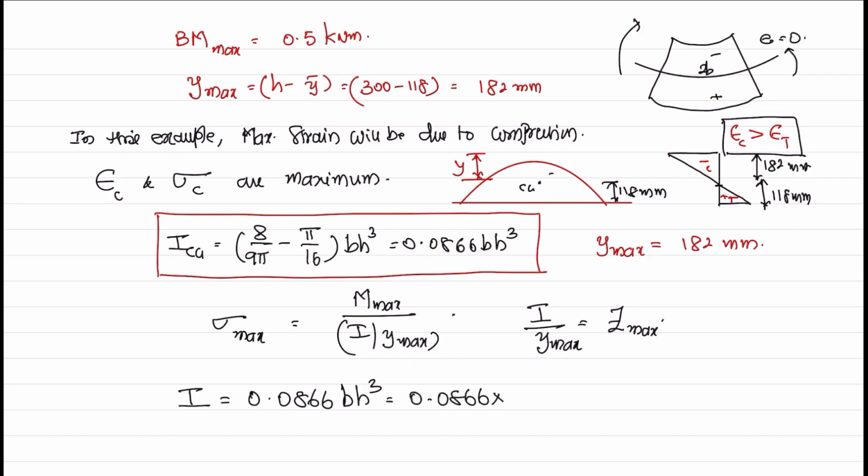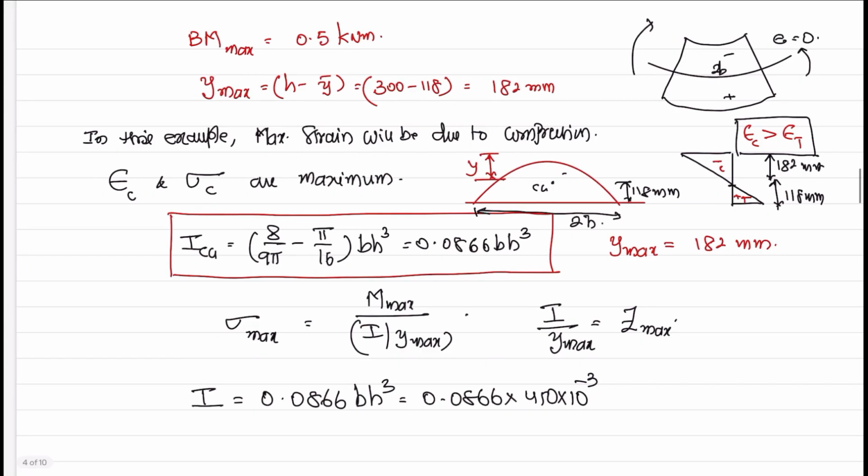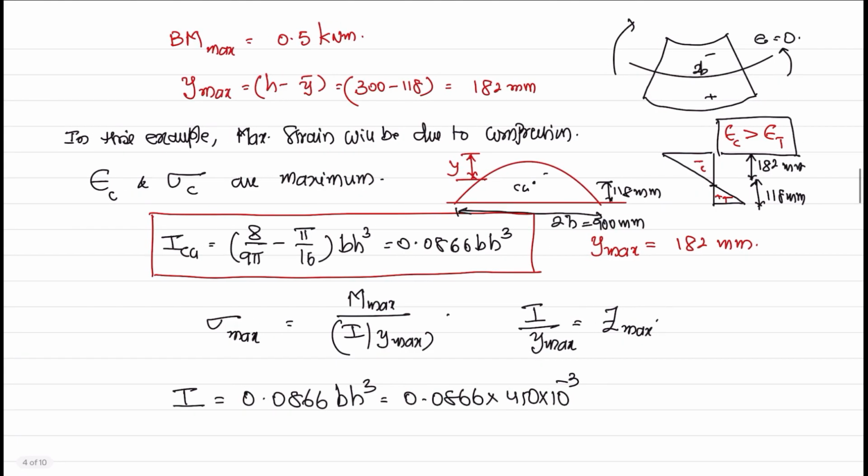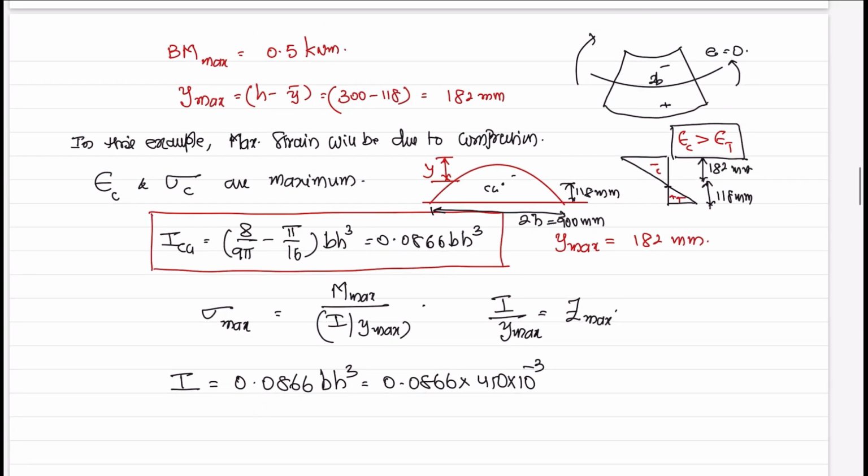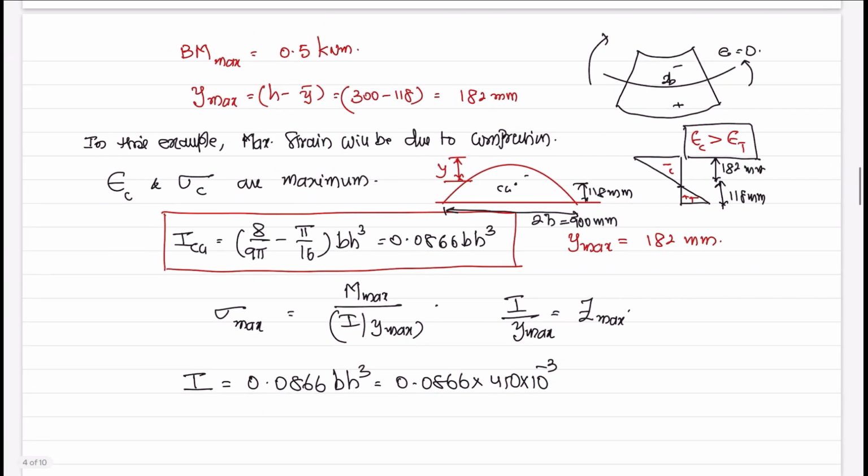0.0866 into what is the breadth? Breadth is 450 mm. B is 450 into 10 to the power of minus 3. Because this total is 2B, when we have considered the beam, please refer to my earlier lecture. When 2B is equal to 900, then what is B in the formula? The value of B in the formula is 450 mm, which is 10 to the power of minus 3 meters.